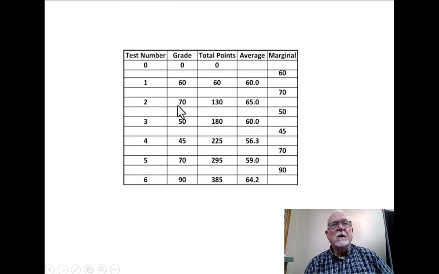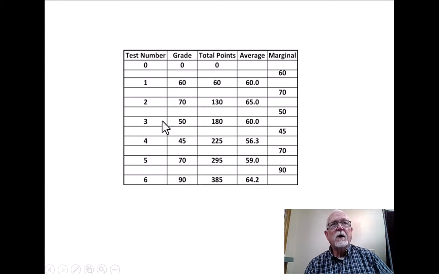Now, the second test, this student does better, makes a 70. Well, 70 and 60 would give us 130. That's the total points from the 2 tests. But now we have 130 points and we've had 2 tests, so we divide that by 2, and that gives us an average of 65. But notice the marginal value is the change from the previous total of 60 to the next one. Well, that's nothing more than just the last test. So the marginal is 70 here.